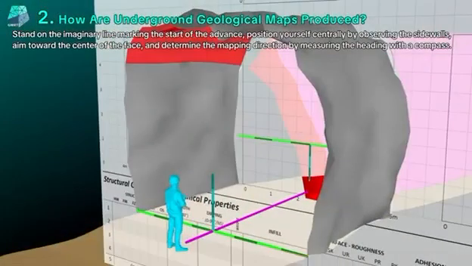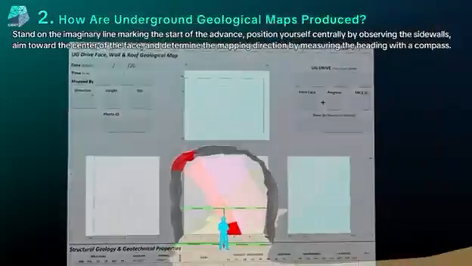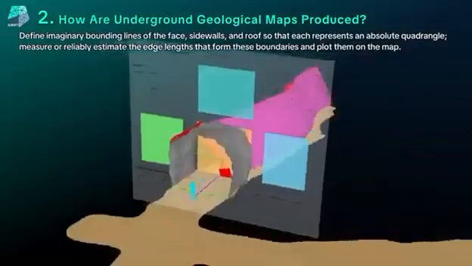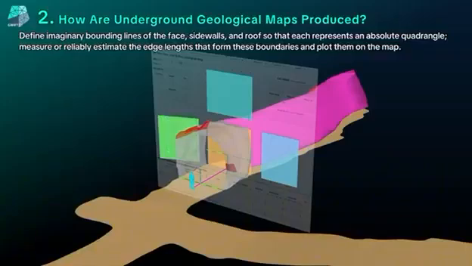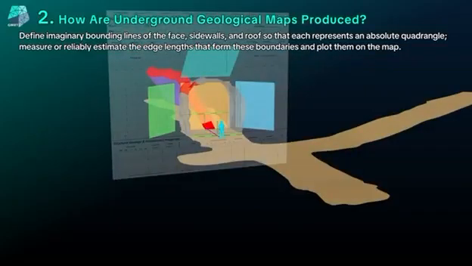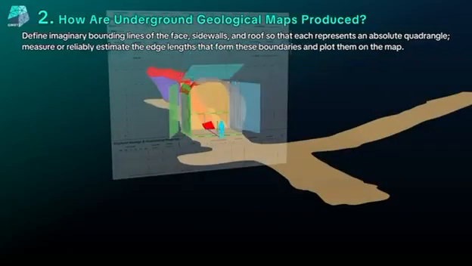Aim toward the center of the face and determine the mapping direction by measuring the heading with a compass. Define imaginary bounding lines of the face, sidewalls, and roof so that each represents an absolute quadrangle. Measure or reliably estimate the edge lengths forming these boundaries and plot them on the map.